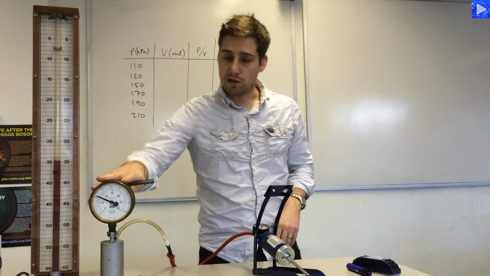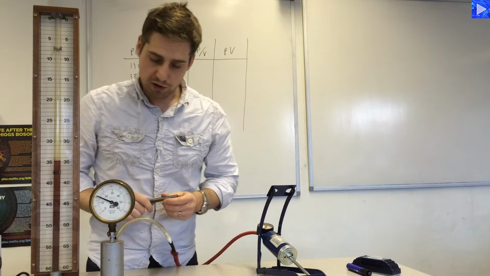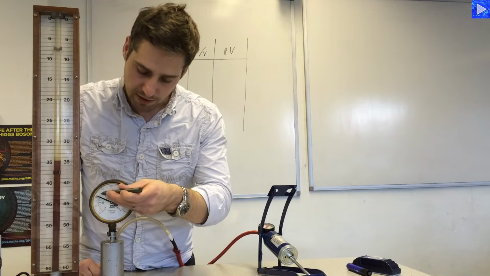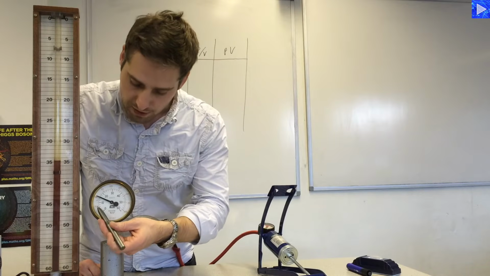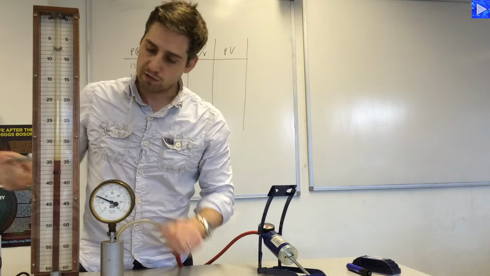This is the apparatus I'll be using. This is a pressure gauge here, which will be measuring the pressure in kilopascals. The outside scale here is kilopascals, the red scale. So at the moment this is at atmospheric pressure, which is just over 100 kilopascals.